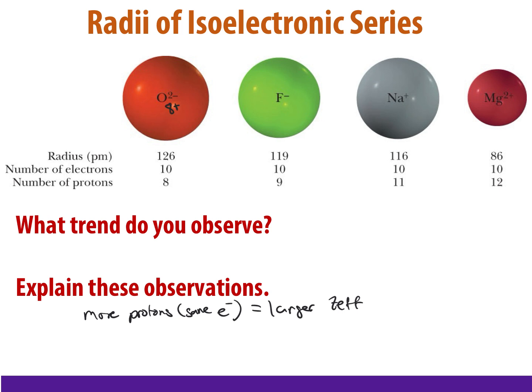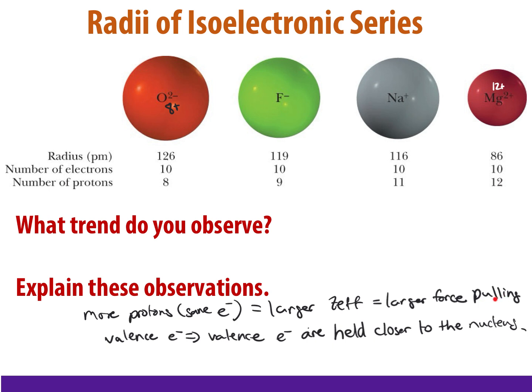So for O2-, we have 8 protons in the nucleus, a plus 8 charge on the nucleus. Whereas for Mg2+, we have a 12 plus charge in the nucleus. In the same case here, we always have 10 electrons, so 10 electrons here have to spread very far out. There's only 8 protons they're attracted to. Here we have 12 protons, and those electrons are going to get pulled in very, very tight because of the strong force between the electrons and the 12 protons in the nucleus versus only 8 for O2-. So more protons for the same electrons is a larger Z effective.